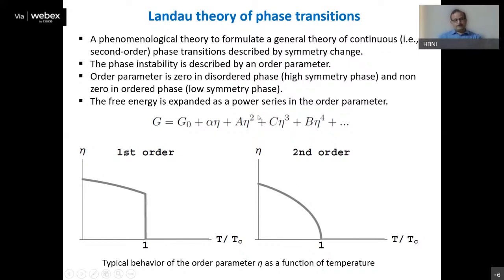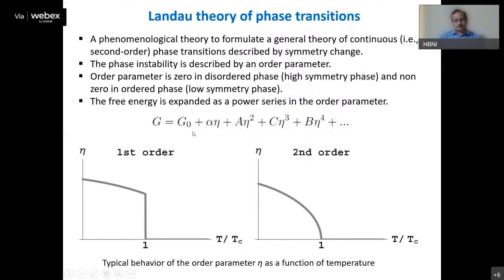Now, of course, this free energy should have symmetry considerations of the system. So the same free energy expression should describe both initial and final phases. So we have to take symmetry consideration in order to define this free energy. So he considered a Taylor expansion of free energy as a function of order parameter.